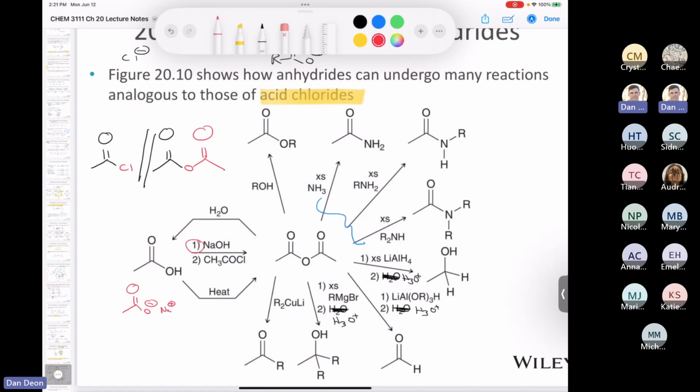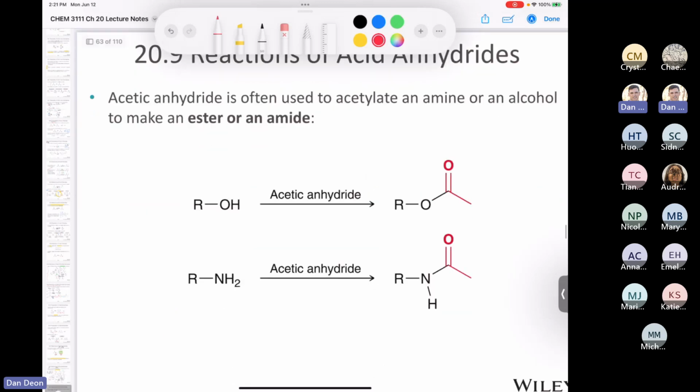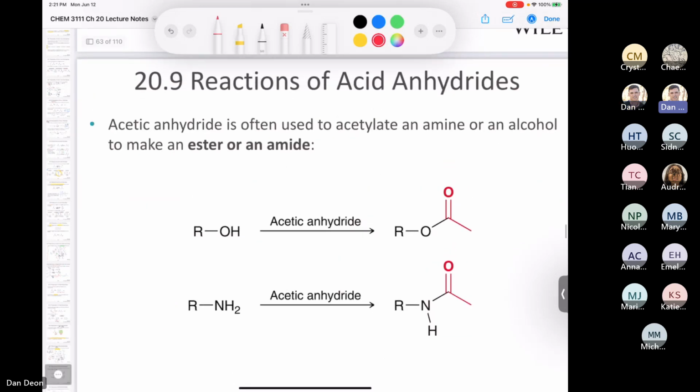I have a couple more things I wanted to show you. So let me show you a couple more things about anhydrides. And I told you that acetic anhydride is actually used as a reagent. Remember, acetic anhydride is the simplest of all the anhydrides. It's this guy here, and we sometimes label it Ac2O like that.